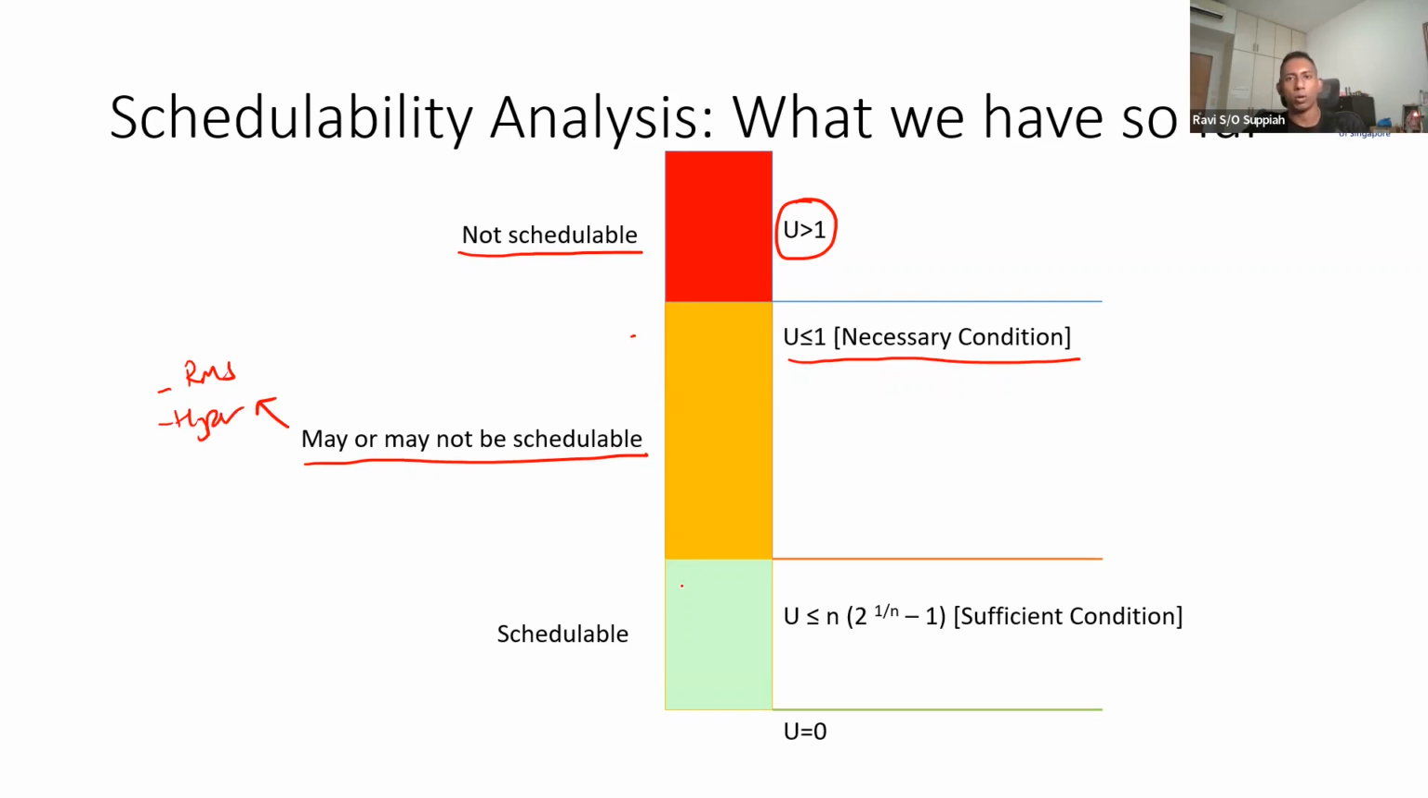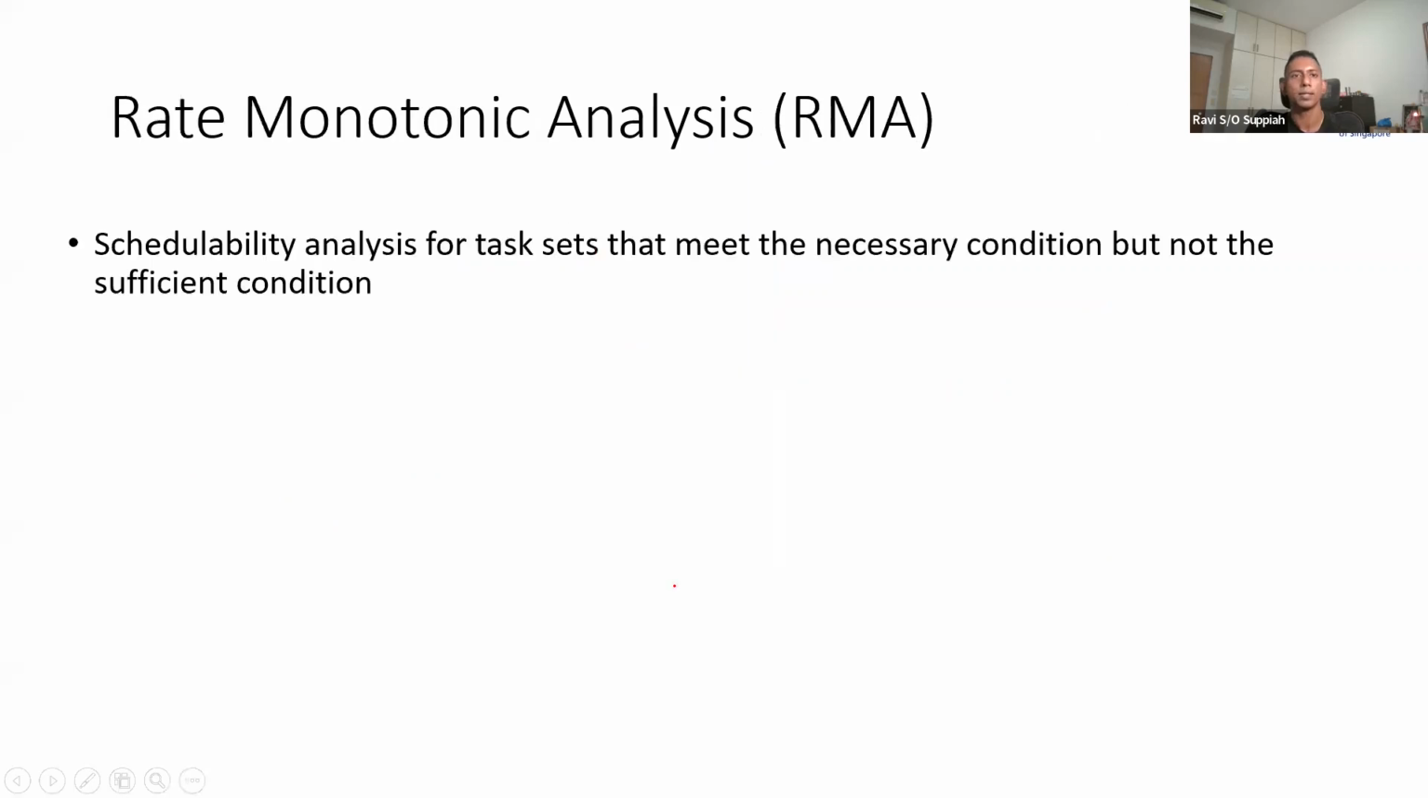To guarantee that it's schedulable is when I fulfill this condition. If I fulfill this condition, then we say it's sufficient, then it is definitely schedulable. You don't need to think already. That is definitely schedulable. So let's look at the schedulability analysis.